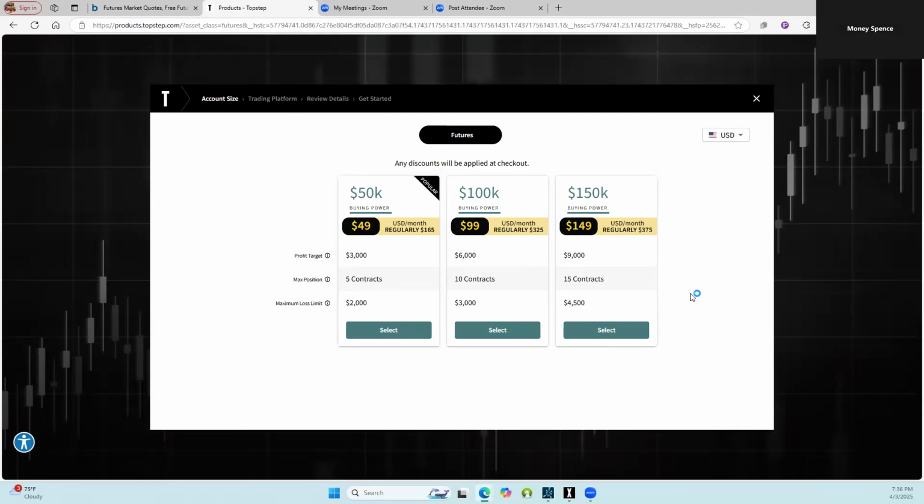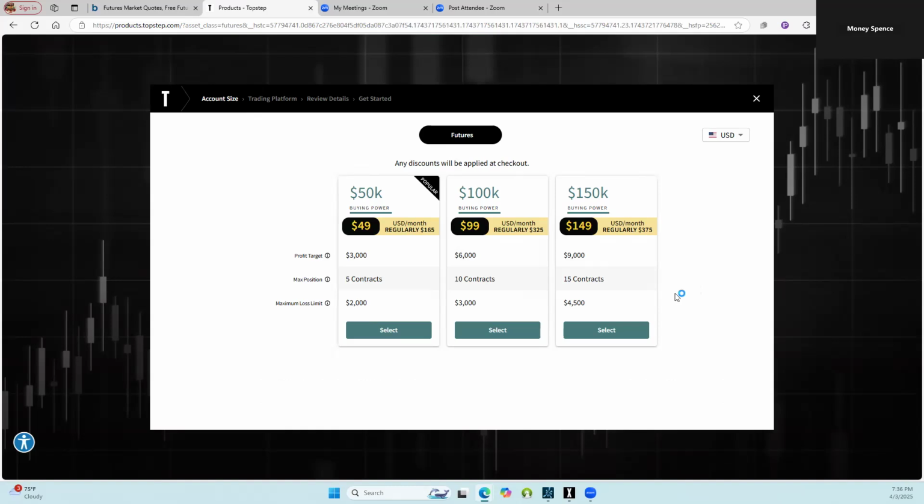Once you pass the evaluation stage, you can get funded. You'll receive a funded account and you can trade real markets utilizing Top Step money. With Top Step, they do a profit split. You get to keep a percentage of your money and they get to keep 10%. But your first $10,000 that you make is yours.